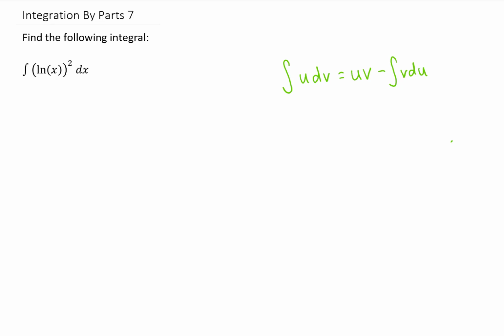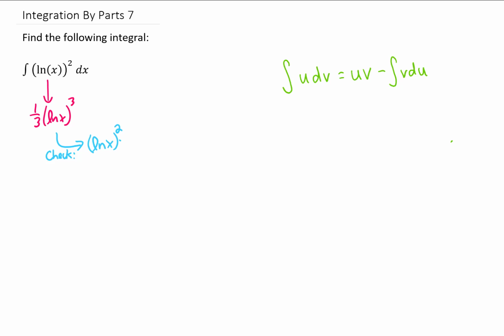On this problem, I'll start you off with what you're not allowed to do and why. It would be really tempting to just write this as 1/3 times the natural log of x cubed. The reason we're not allowed to do this becomes clear if we try to check our answer. We check our integrals by differentiating, and if we differentiate this, you would get the 3 times the 1/3 to cancel, and you would get left with the natural log of x squared.